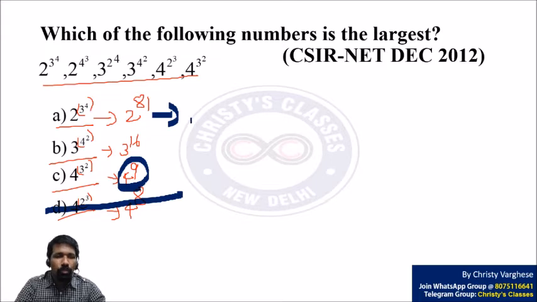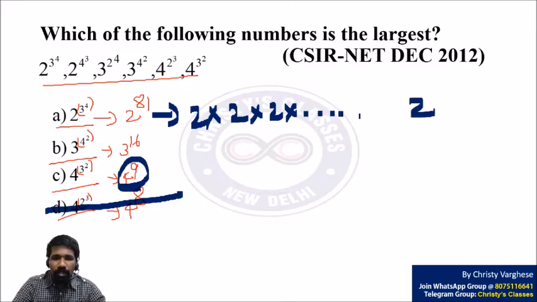Then you can compare those two easily. So 2 raised to 81, how can you write it in terms of 4 raised to something? Again, you can visualize it: 2 into 2 into 2 into 2, 81 times. That's the meaning of 2 raised to 81.